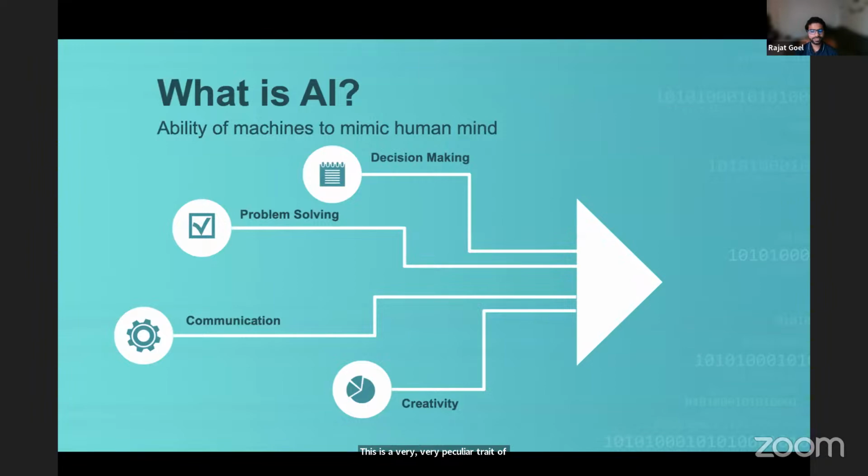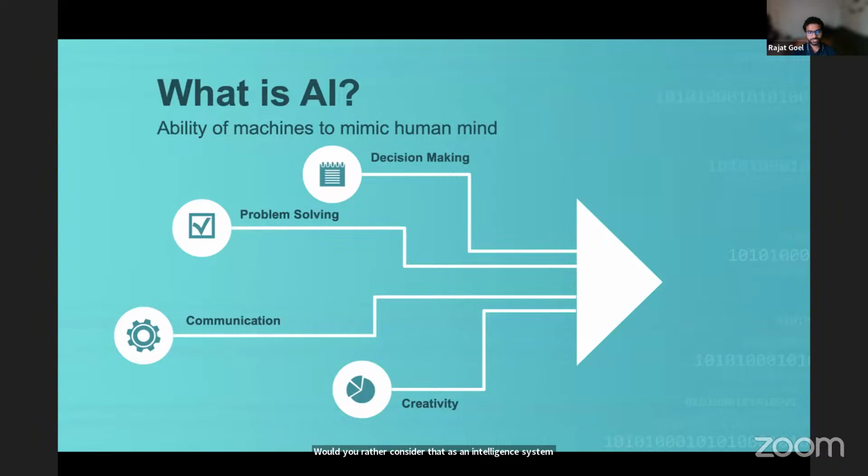And if an intelligent system, let's say, can make decisions but cannot adapt, it can solve problems but cannot identify or generate new problems, it can communicate well but cannot generate new ideas, would you still consider that an intelligent system? Well, that's another discussion, I guess.